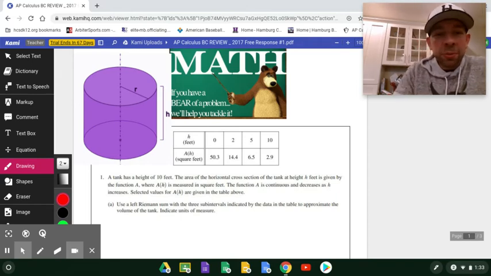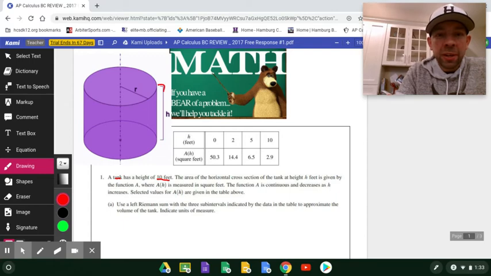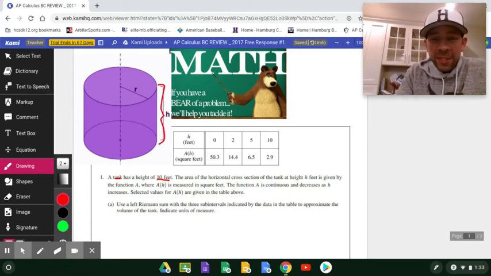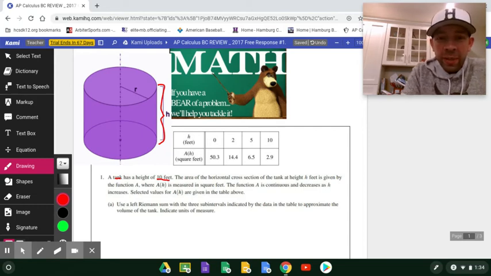So right out of the gates, they're describing a tank that's 10 feet tall. So let's imagine that our tank right here has a height of 10. Now, what's in this table are the areas of different horizontal cross sections, and that can be sometimes hard to visualize. So they're saying when h is 0, we're 0 feet above the ground, this really thin slice, basically the surface area of that bottom is 50.3.